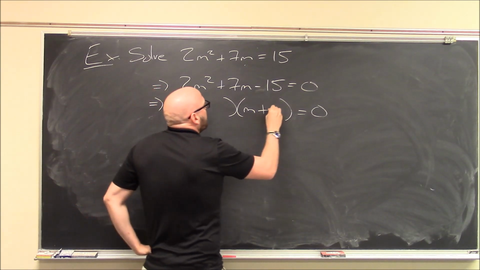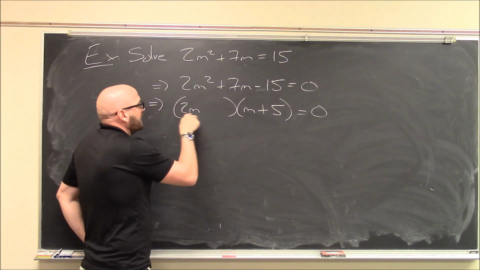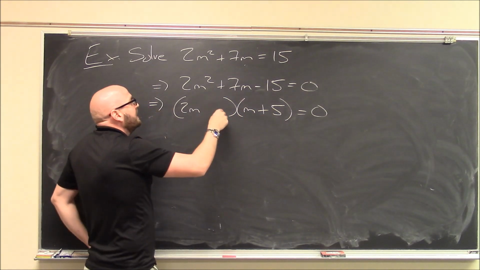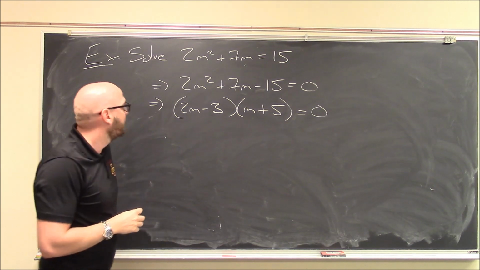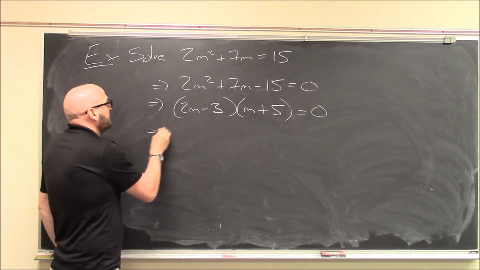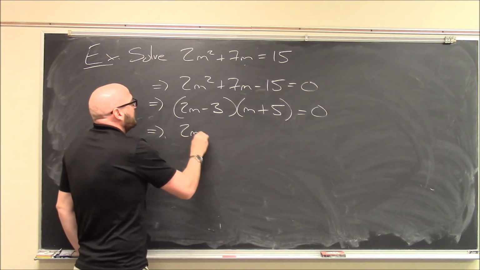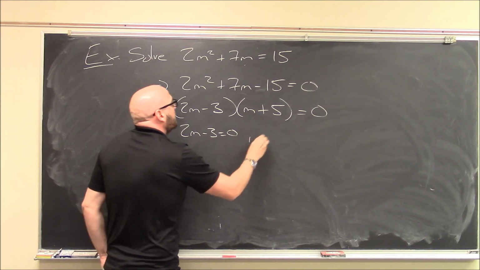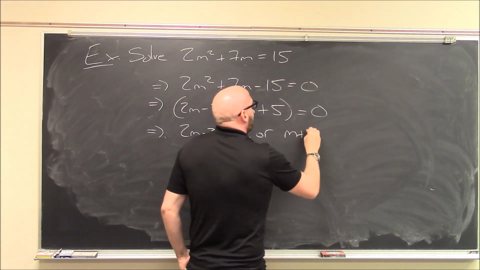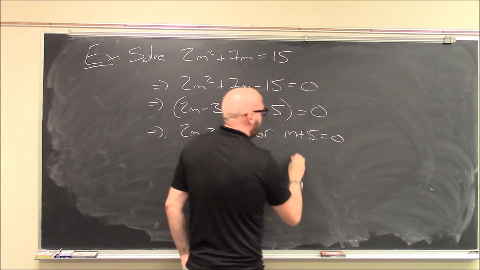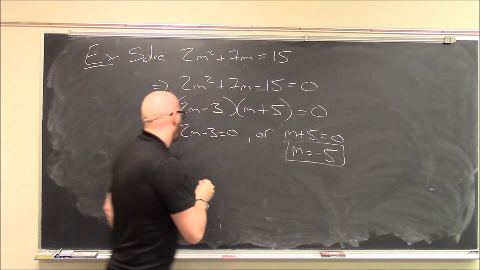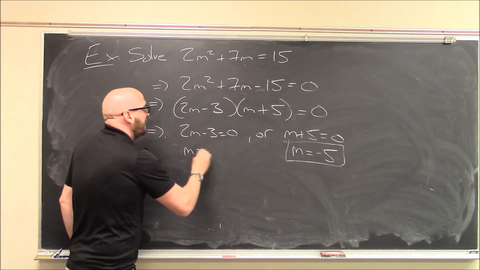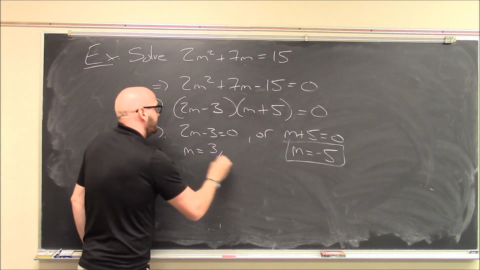We'll do a plus 5 here, right? That'll give us 2m times 5 is 10m. And then if I do minus 3, we'll subtract off 3 m's and get 7. Alright, so this is factored, and once again, this means either 2m minus 3 equals 0, or m plus 5 equals 0. And this one gives me m equals minus 5, and this one gives me m equals 3/2.